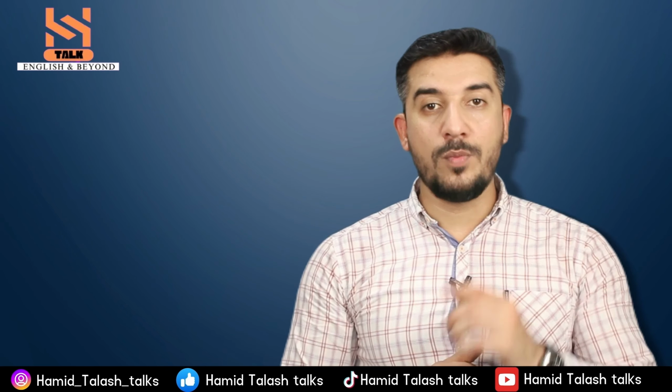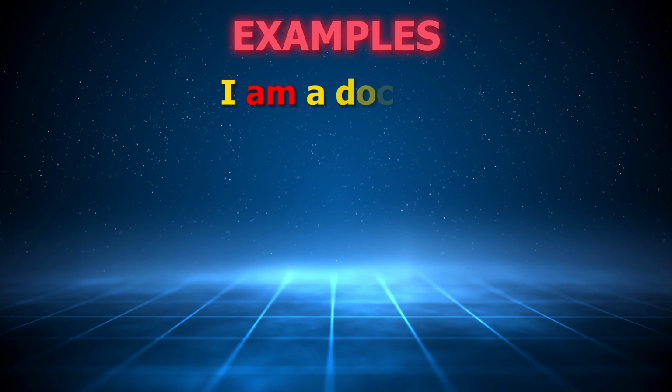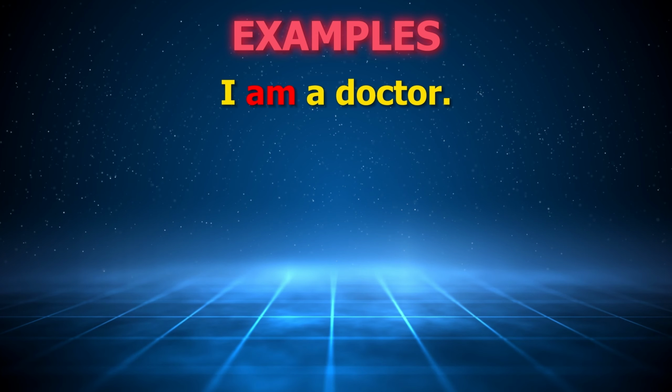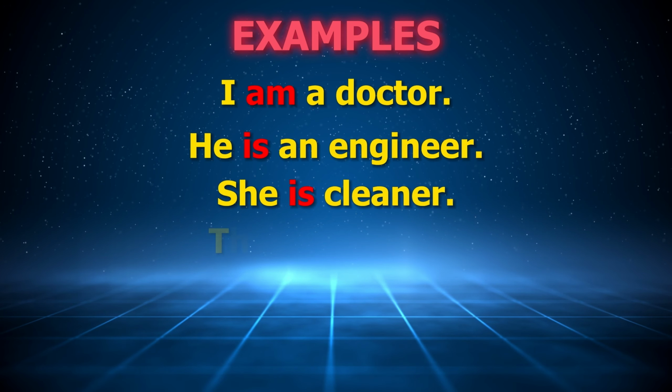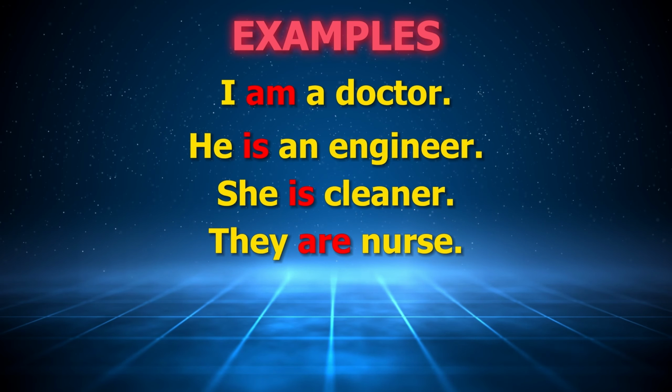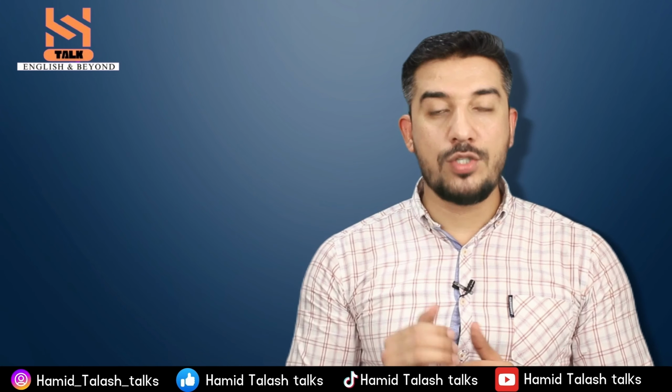For example, I am a doctor. He is an engineer. She is a cleaner. They are nurses. That is how we are using the verb to be to describe different professions.